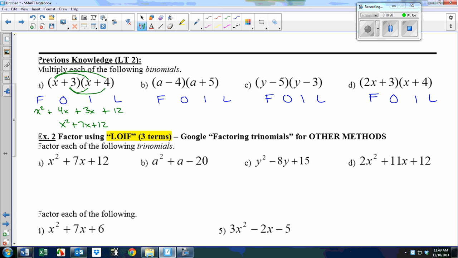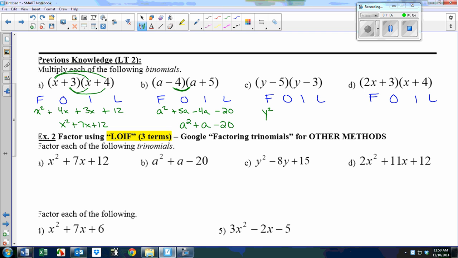What did we get for the F? And the O? All right, and be careful on the I. Perfect, negative 4x. And the L? Trey? Negative 20, very good. So they combine in the middle to make a positive x, and then minus 20. Again, notice what we're going to factor in B. This thing we just got, right? Okay, moving on.